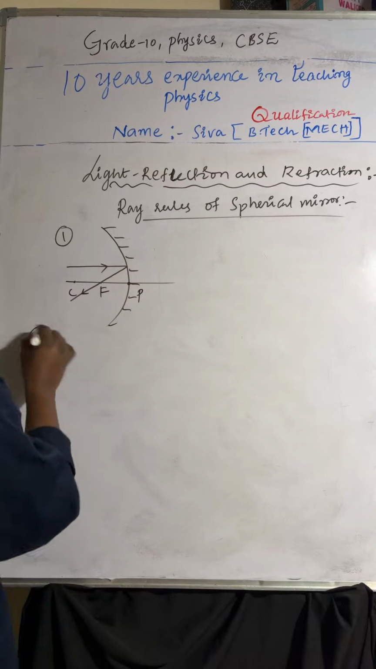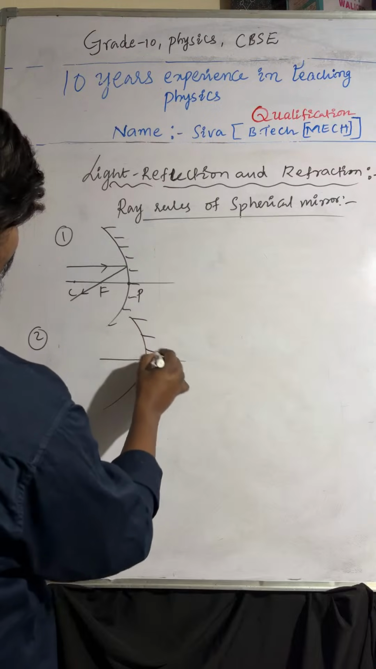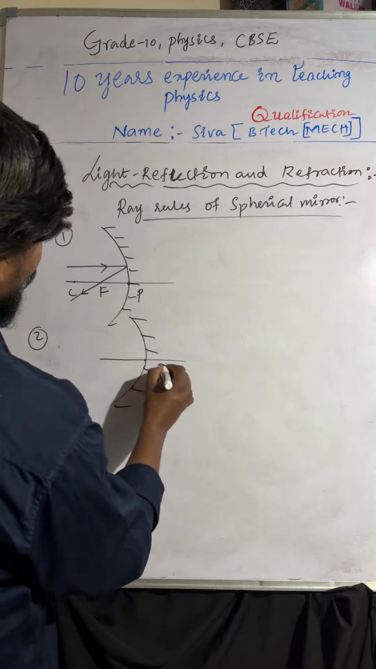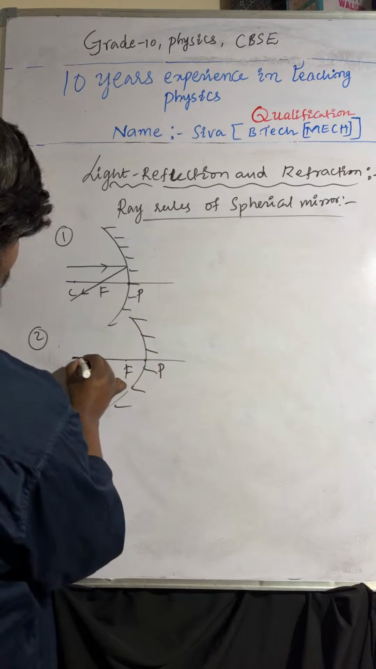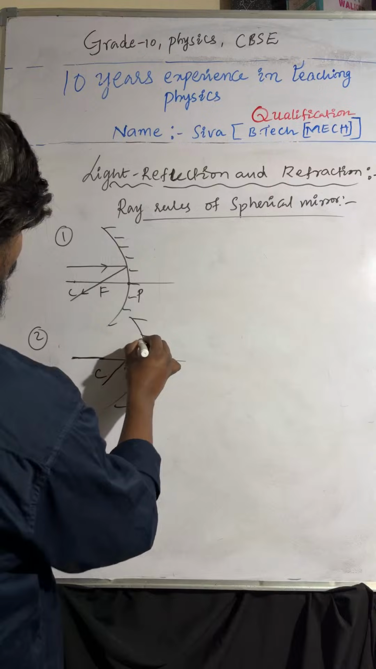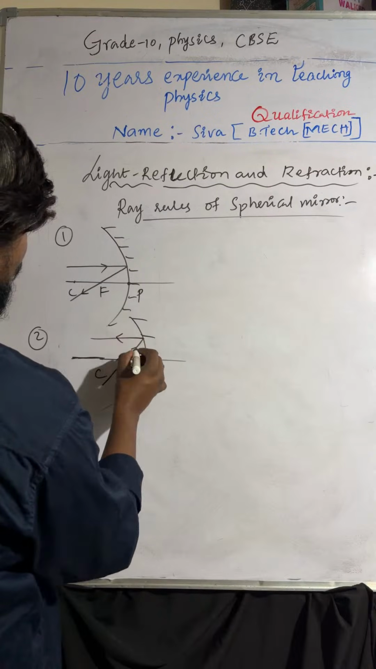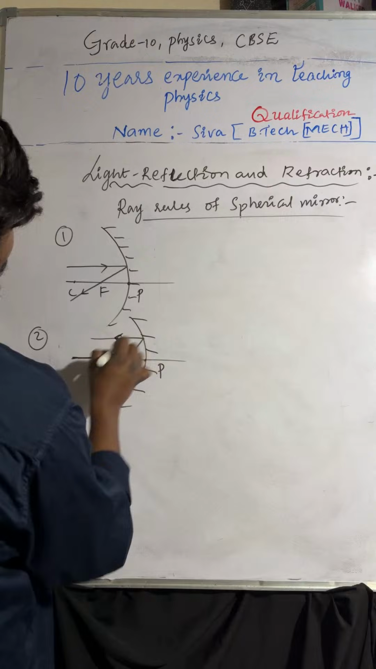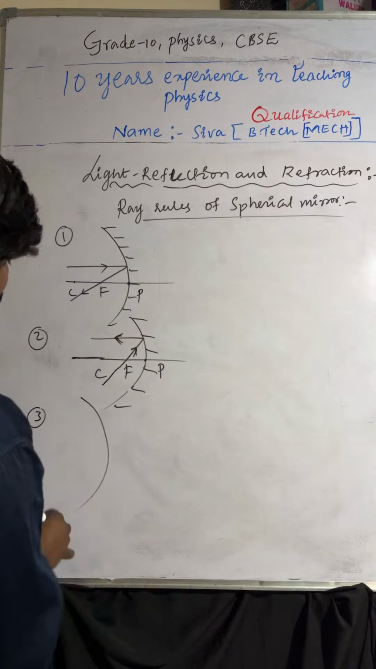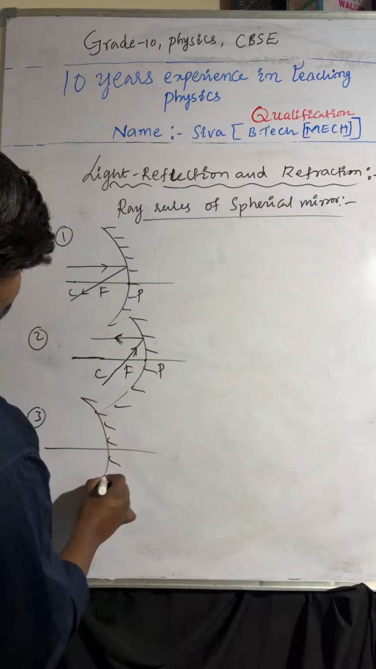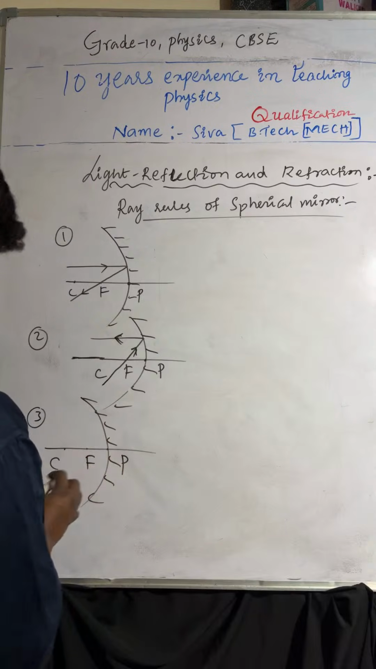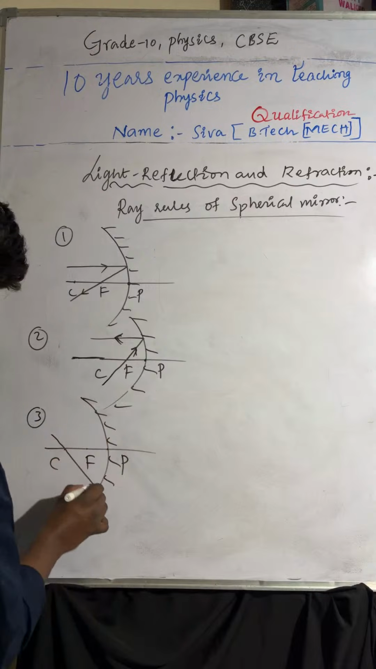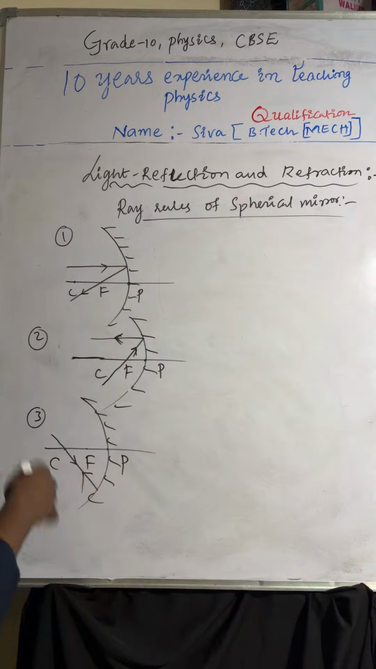Coming to point number 2. The light ray is passing through the focus. After reflection, it moves towards infinity. And coming to the third one, this is the pole, focus, center of curvature. The light ray is passing through the center of curvature. After reflection, it retraces its original path.